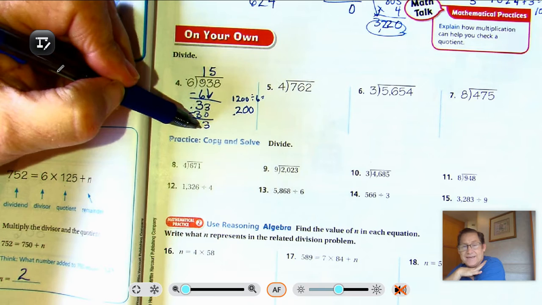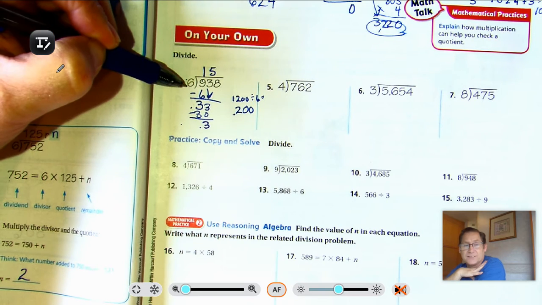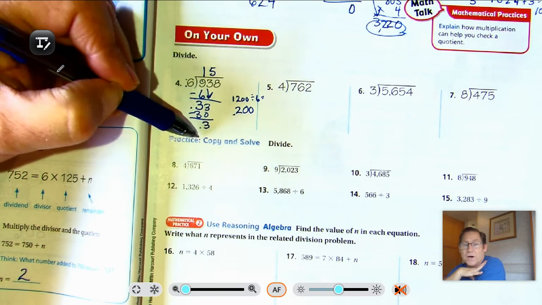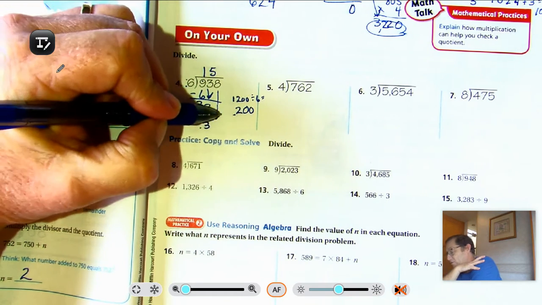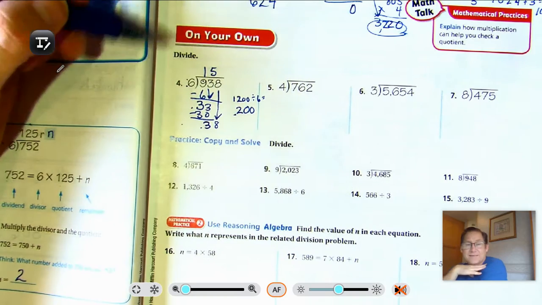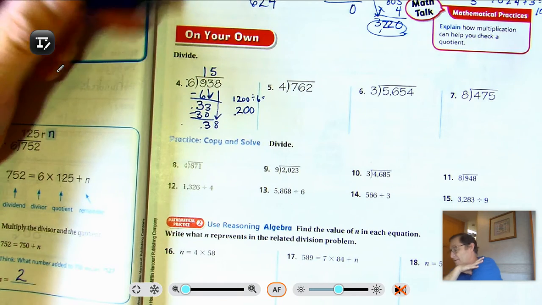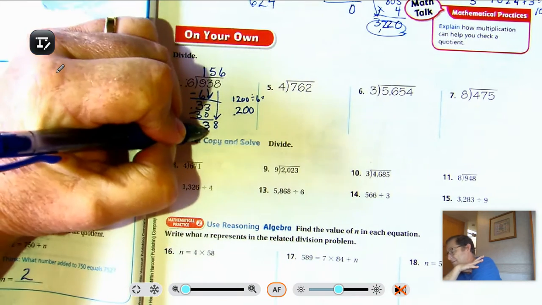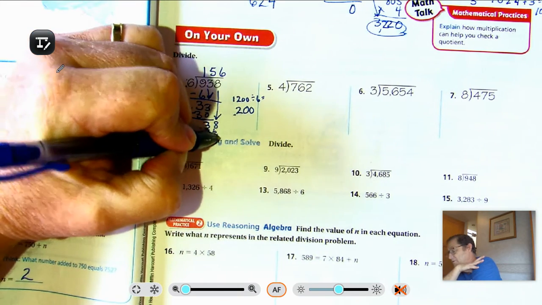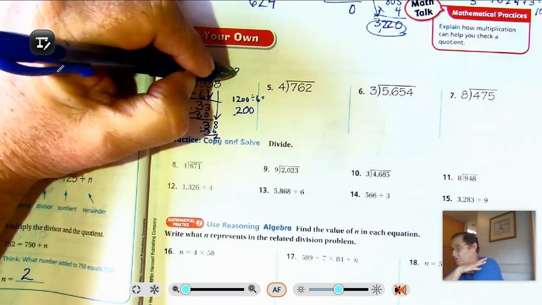Let's trade those 3 tens, since we can't split them into 6 groups, for 30 ones. Bring down the 8 ones we already have. So 38 divided by 6. Well, 6 times 6 is 36. So we have a remainder of 2.